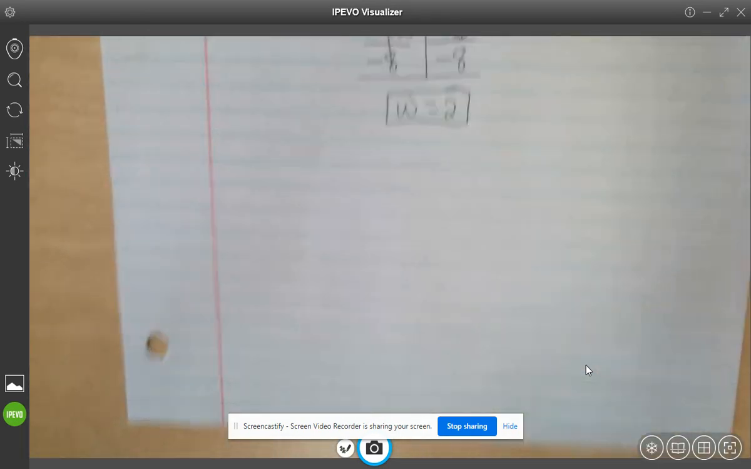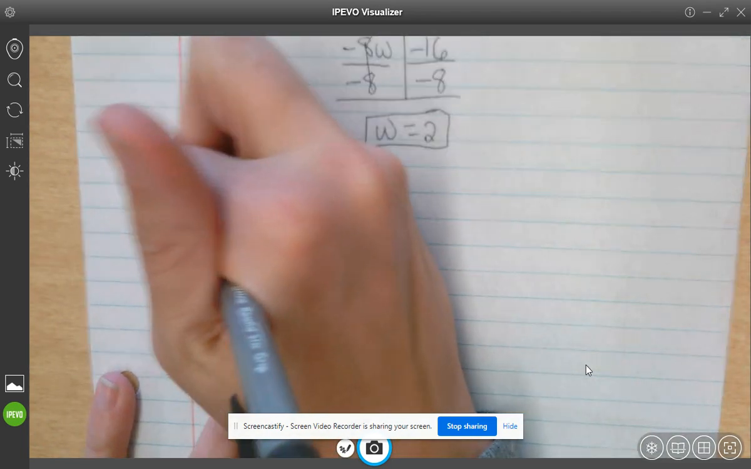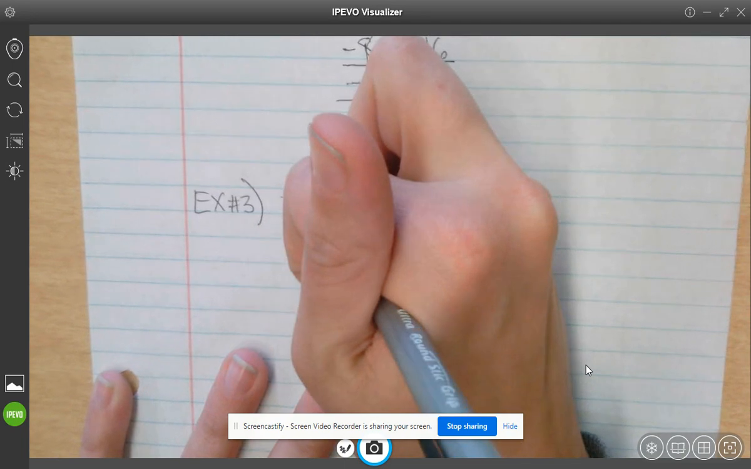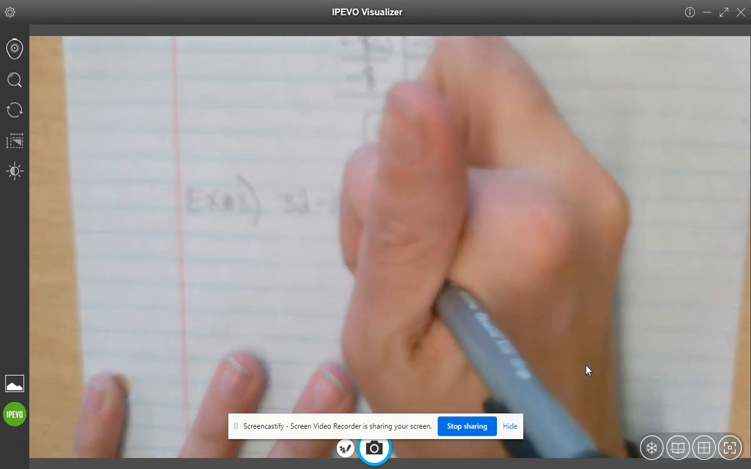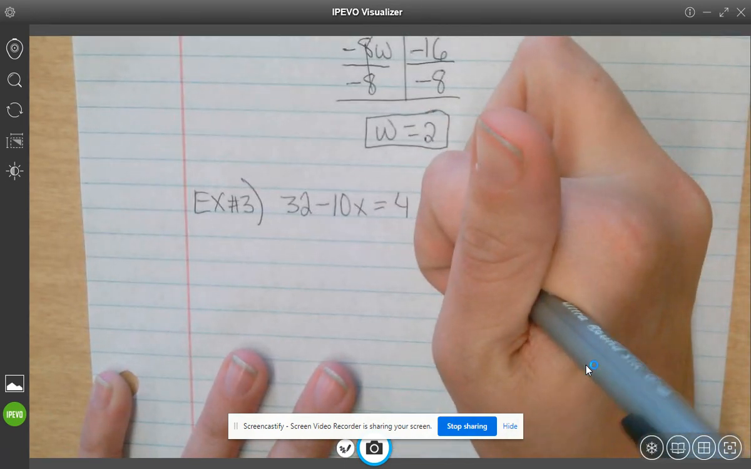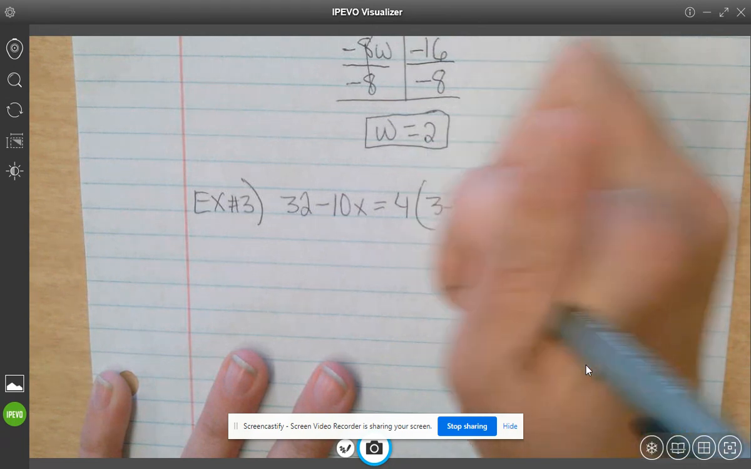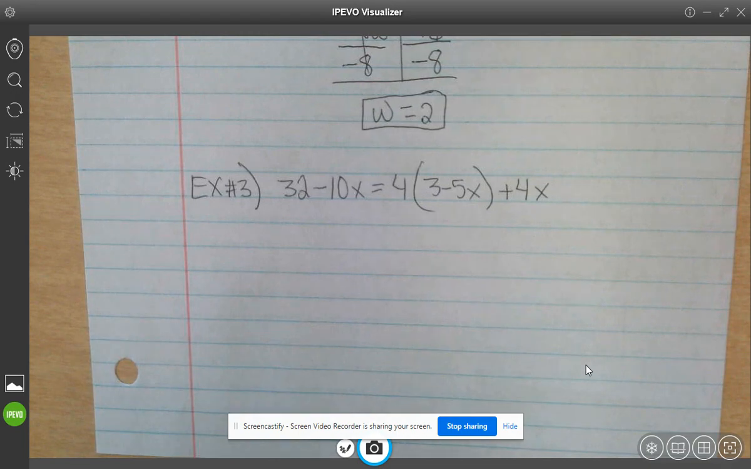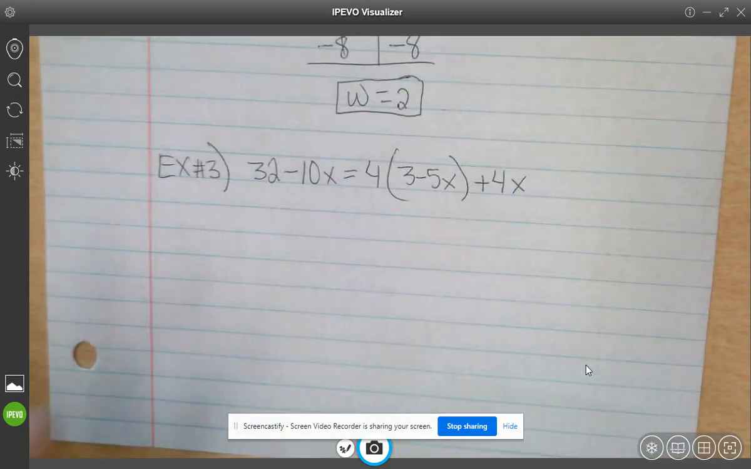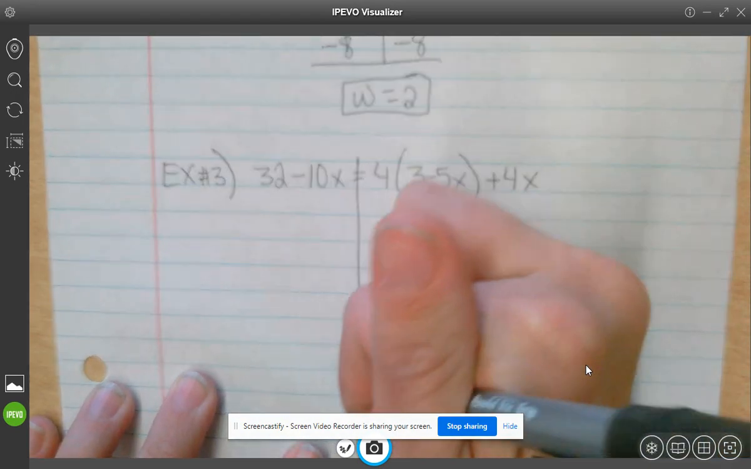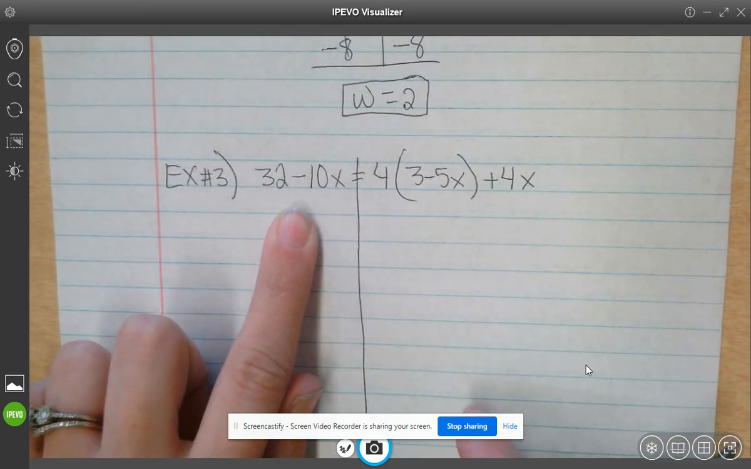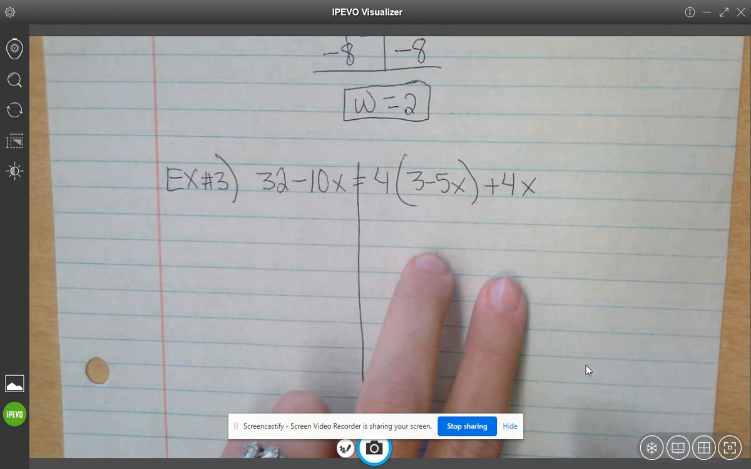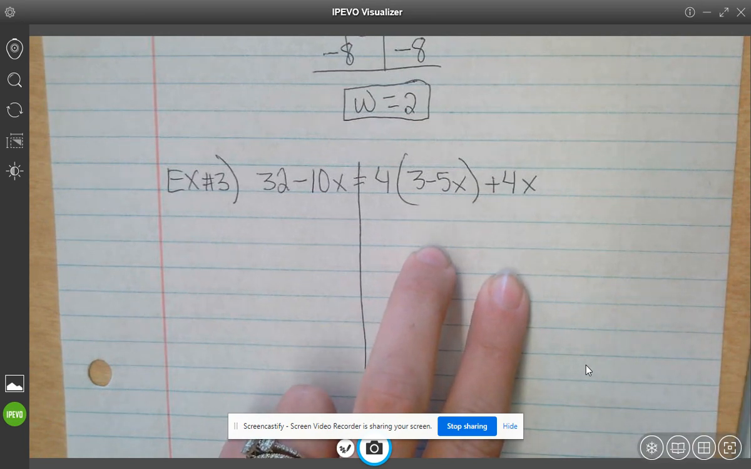Bumping it up a notch for example 3. 32 minus 10x equals 4, and then in parentheses we have 3 minus 5x, plus 4x outside of the parentheses. Okay, I can't do anything on this side to simplify because that's a variable, that is not, so those don't combine. Over here, though, I have quite a bit I can do to simplify this.